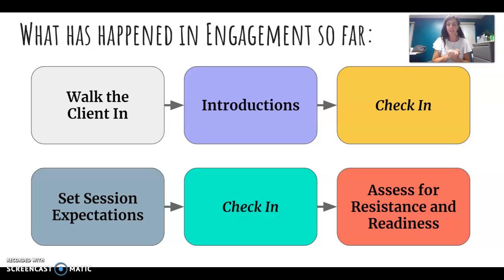All right, we are going to jump into the next part of engagement, which is informed consent. So just to recap, this is the stuff that we've covered so far. Specifically in Monday's class, we walked the client in, we introduced ourselves, did the check-in on feelings, set those expectations of what we expect the client to do and what they can expect from us, did another check-in on how they're feeling, and then we assess for the resistance and their readiness.